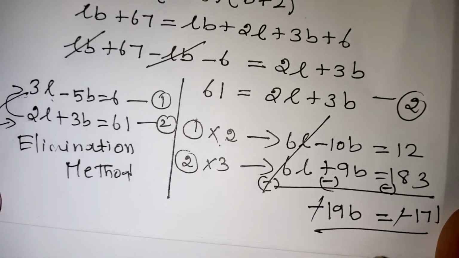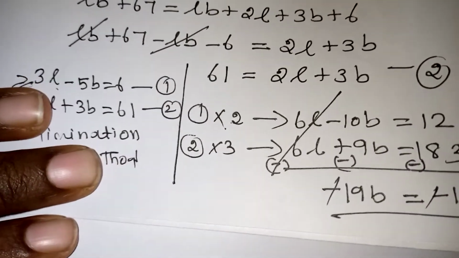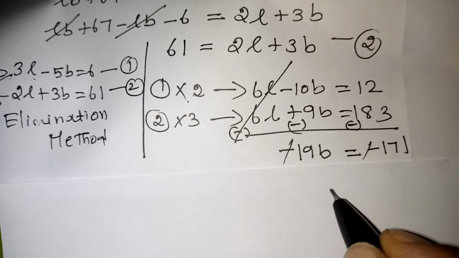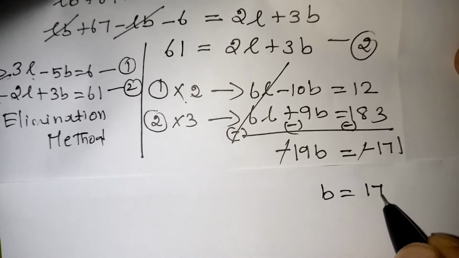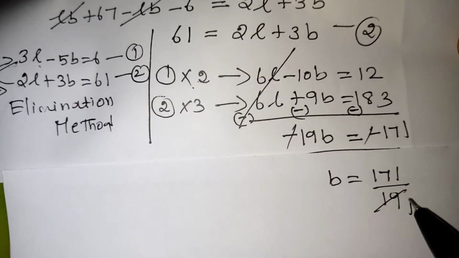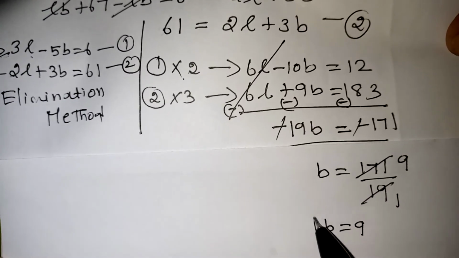So here we have to find the B value. We can bring this 19 to that side. So B is equal to 171 by 19. 19 nines are 171. So B is equal to 9 is my value.